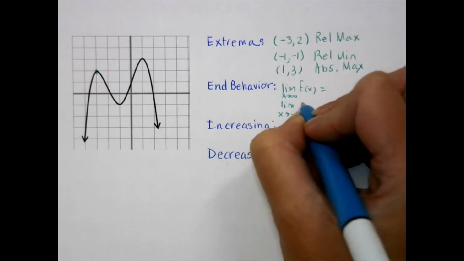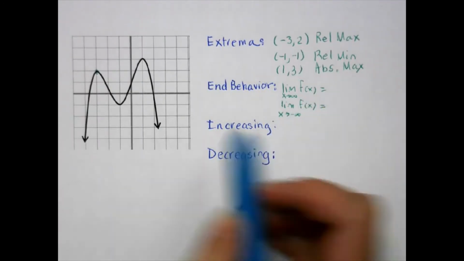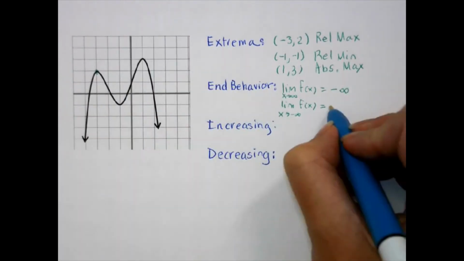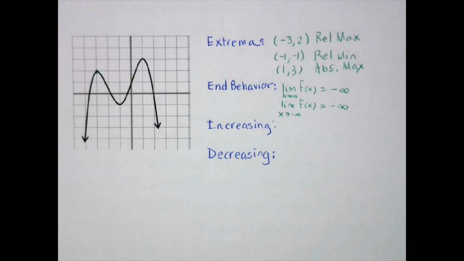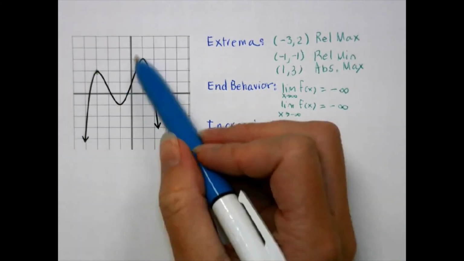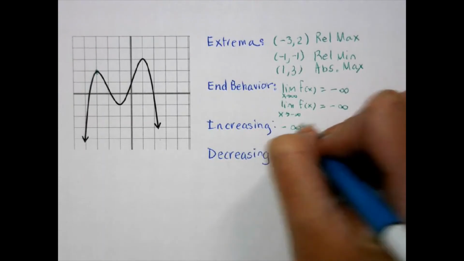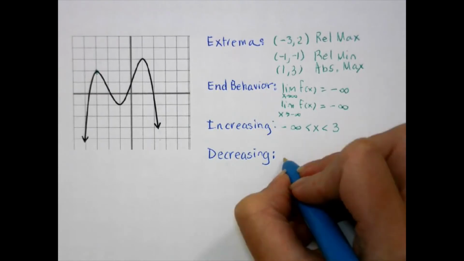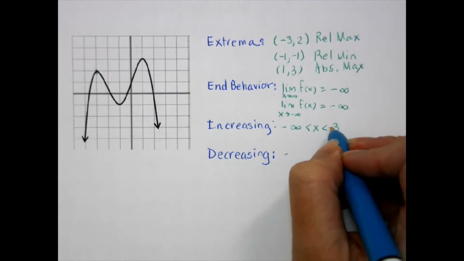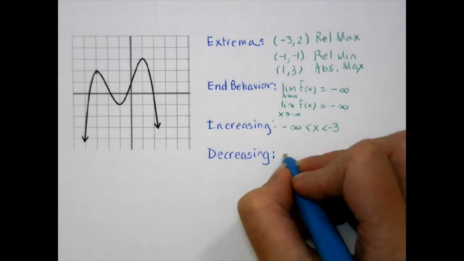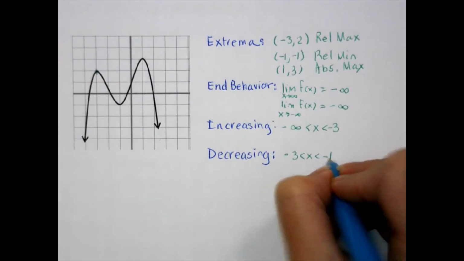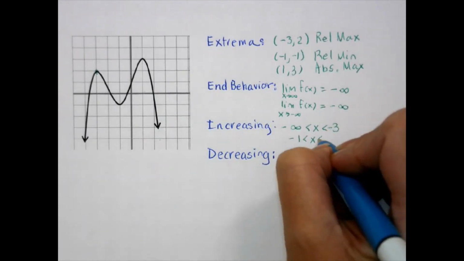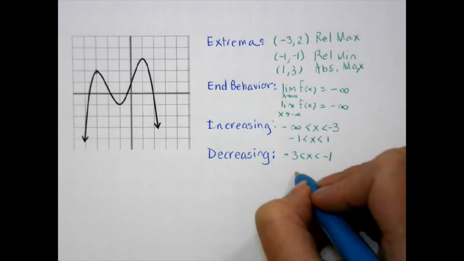As we go to infinity, it is going to negative infinity, and as we go to negative infinity, it is going to negative infinity. Okay, this graph increases, decreases, increases, decreases. So from negative infinity to -3, it's increasing. From -3 to -1, our graph is decreasing. From -1 to 1, it's increasing, and then from 1 until infinity, it is decreasing.